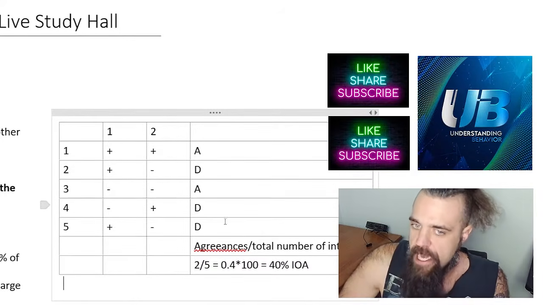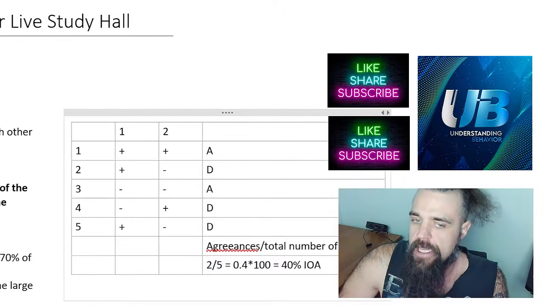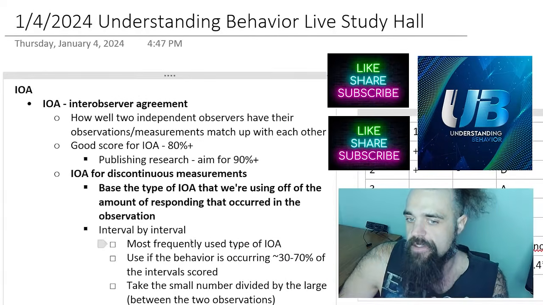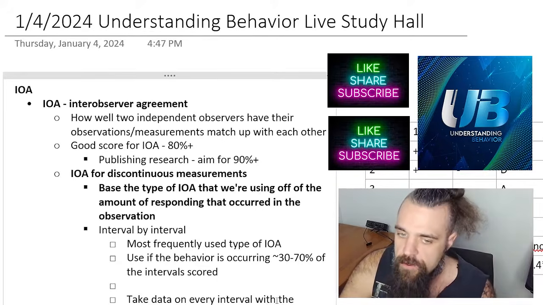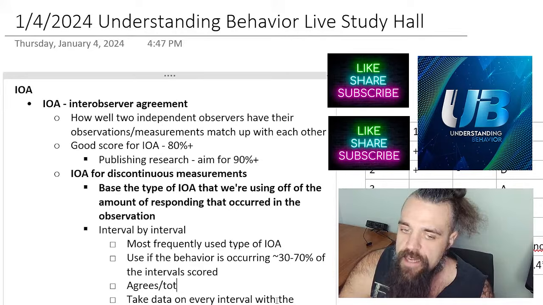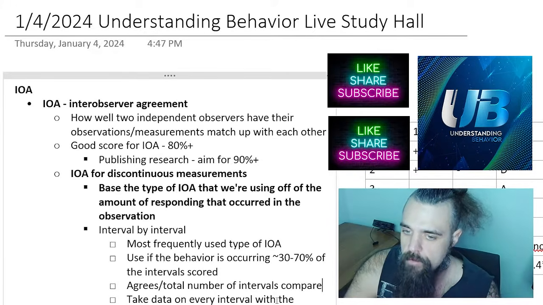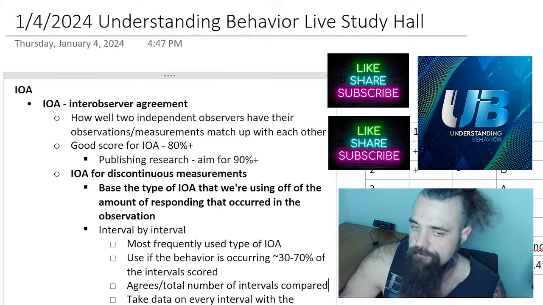We're taking data on every single interval within the observations. To make those instructions a little clearer, we take the number of agreements divided by the total number of intervals compared to get our measurement.